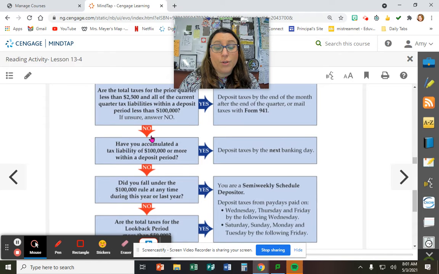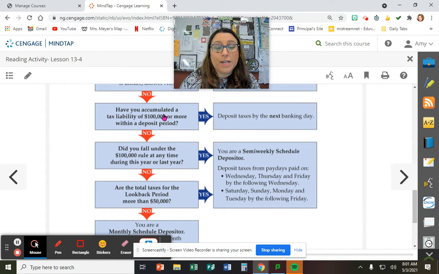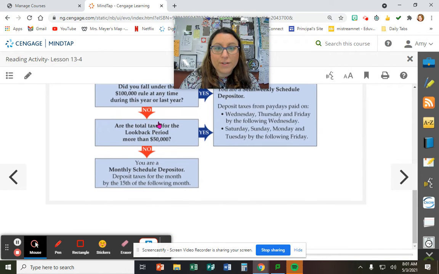If it says no, you go this way. Have you accumulated a tax liability of $100,000 or more? If it's yes, they want the money by the next banking day. You got to deposit that money. So you can see that there's a flow chart here as to when the tax money has to go to the government.